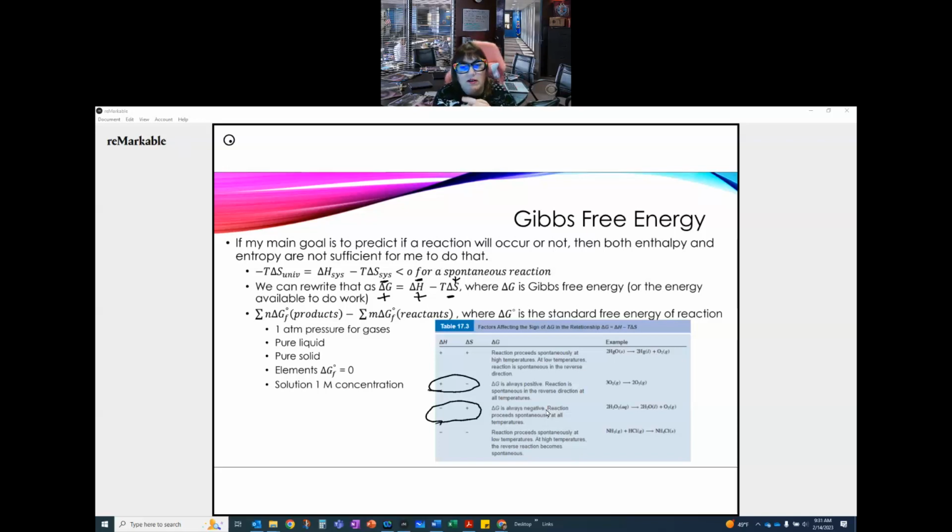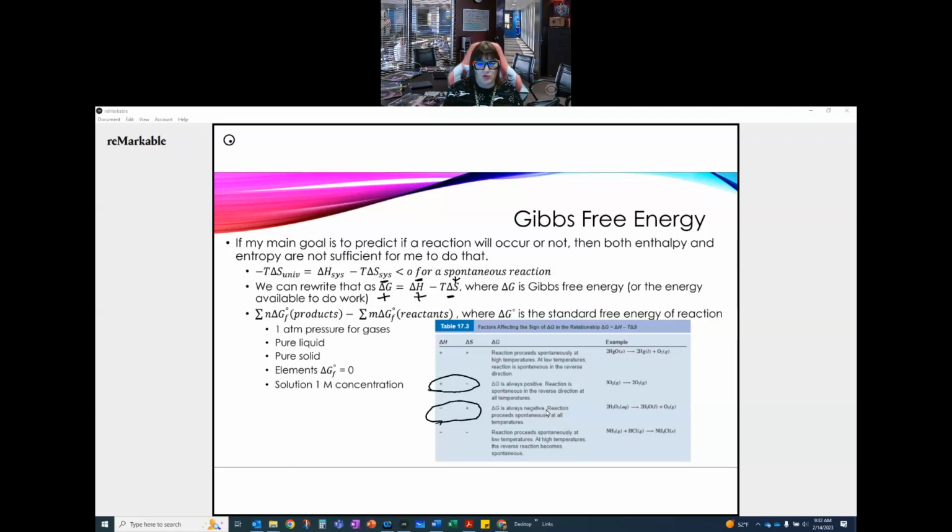Then we have the cases where it happens sometimes. And that sometimes is dependent on what our temperature is. So let's think about this. If I have a situation where my enthalpy is favorable, so my enthalpy is negative, and my entropy is not favorable, my entropy is also negative, then as long as my temperature is low, so that contribution is small, my delta G is going to be negative.